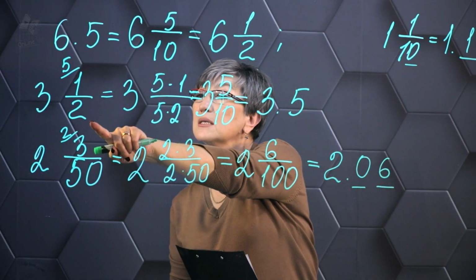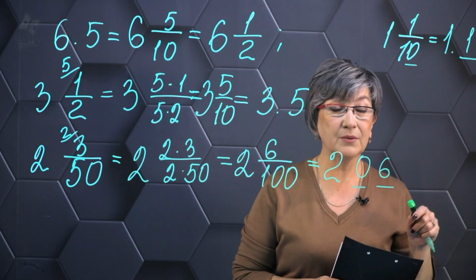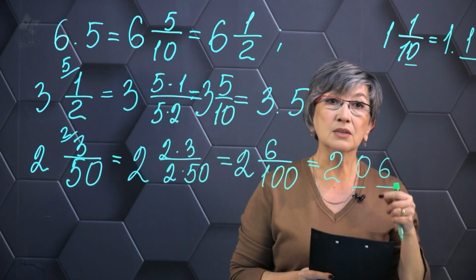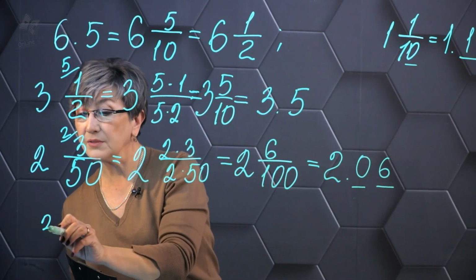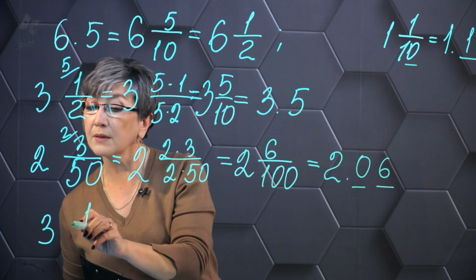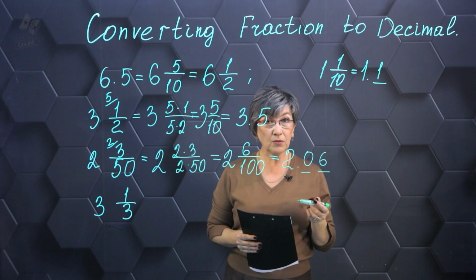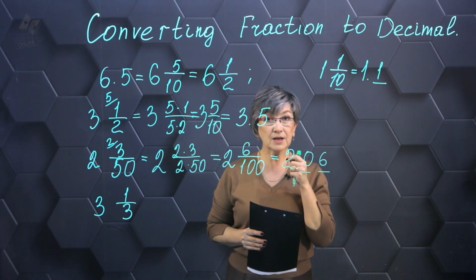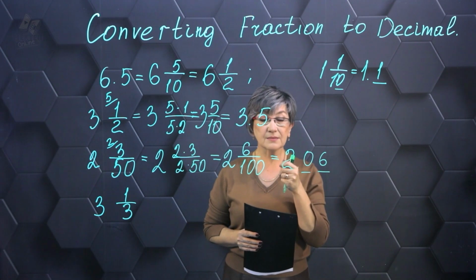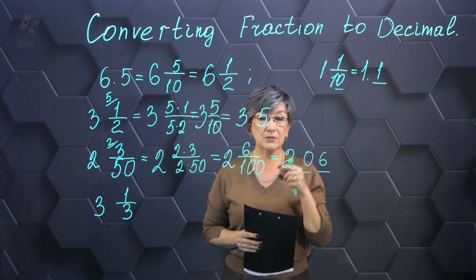If my denominator is not equal to 10, 100, 1000, and so on. And if I have a fraction that looks like this, 3 integers, 1/3. I'm going to try to convert to a decimal fraction too. I'm going to count the number 10. Is 10 divisible by 3? No, it is not. The next number is 100.